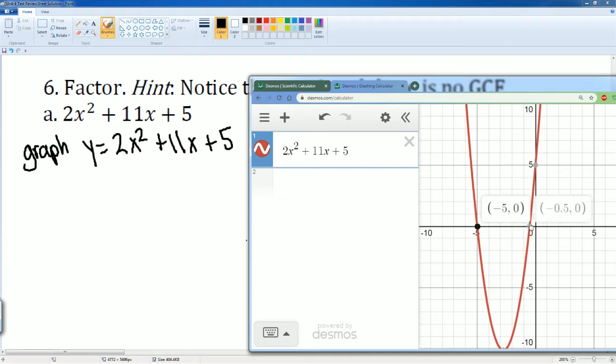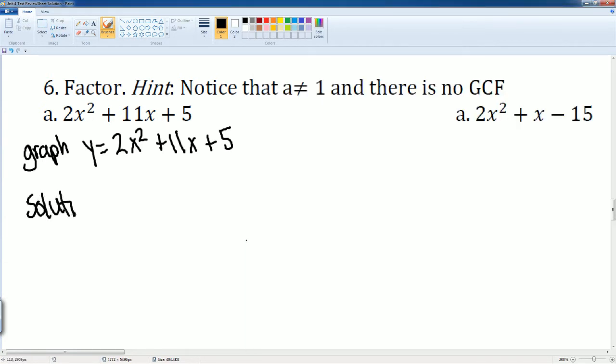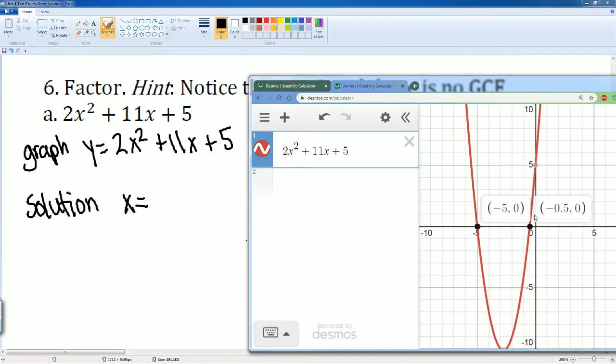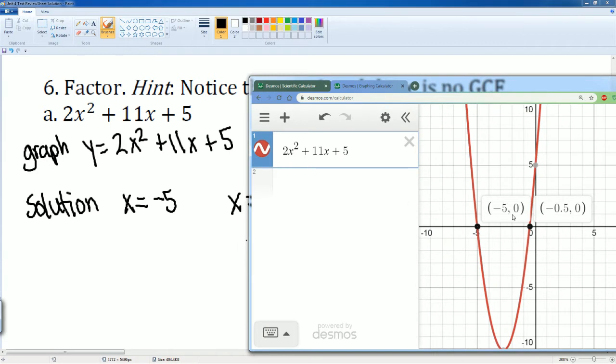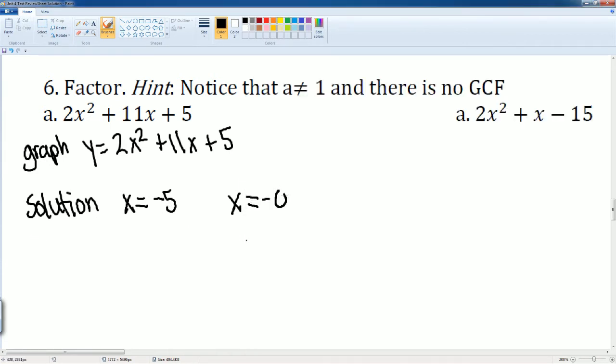I have negative 5 and negative 0.5. I did get lucky because even though that's a decimal, I know what that number is. Negative 0.5 is the same thing as negative 1/2. So my solutions here will be x is equal to negative 5, and then I have x is equal to negative 0.5, which is the same thing as negative 1/2.